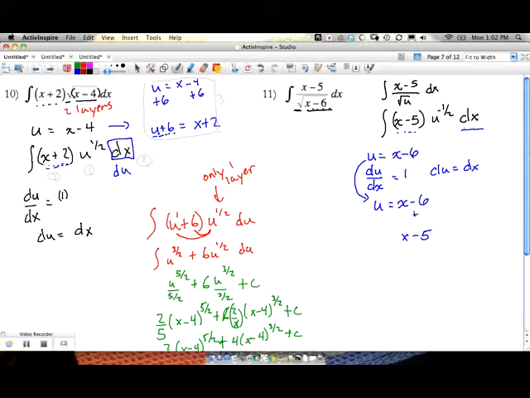So u equals x minus 6, but I wanted to say x minus 5. So what do I do in between there? I'm going to add 1. So that means that u plus 1 equals x minus 5. So that's my third substitution. The x minus 5 is going to come out, and it's going to be replaced with u plus 1. And we have u to the negative 1/2, and the dx comes out and becomes du.